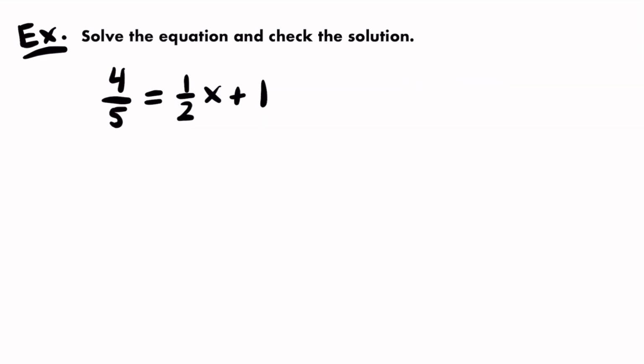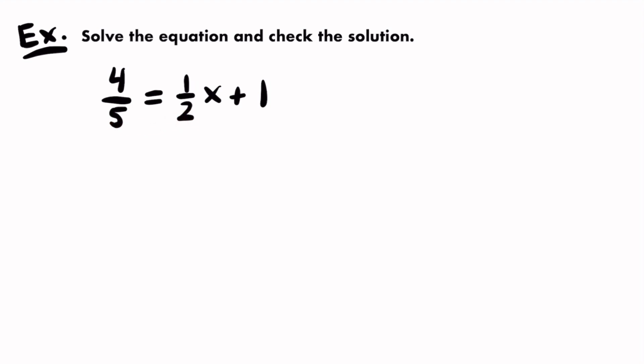For our next example, we have 4/5 is equal to 1/2 x plus 1. Okay, so in this equation, there are two fractions, which makes things a little bit more difficult. And something that I recommend that you do when you have an equation with multiple fractions, before you try to solve anything, is get rid of those fractions. You can actually eliminate these denominators by multiplying both sides of the equation by each of those denominators. Or really, you can think of it as multiplying by a common multiple of those two denominators.